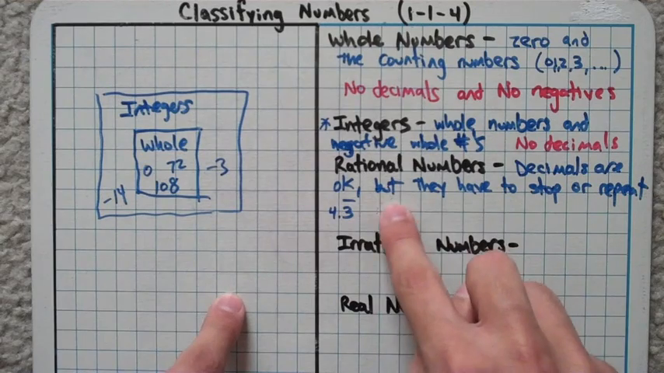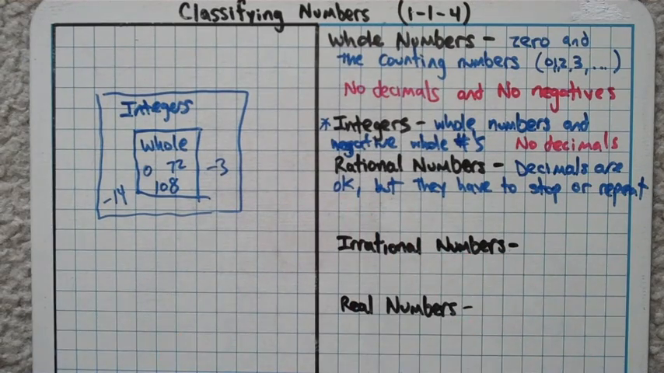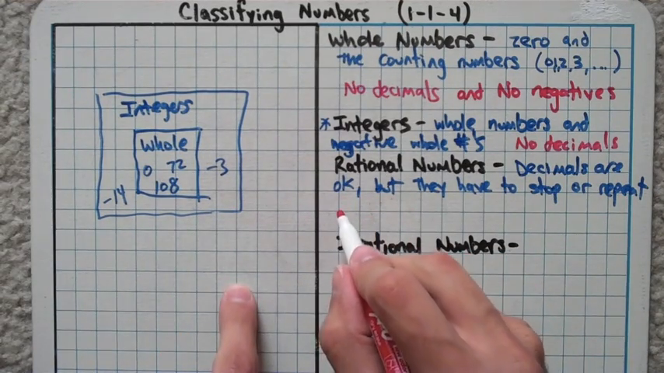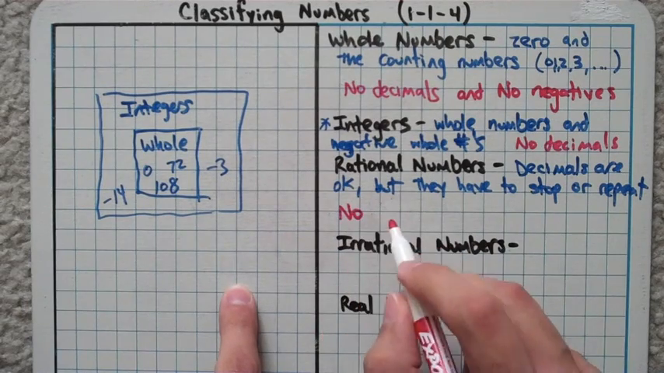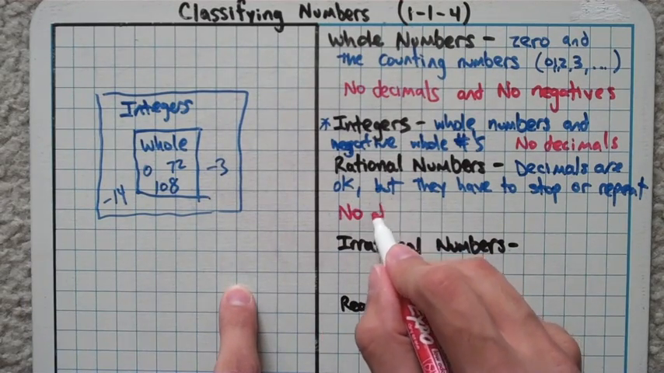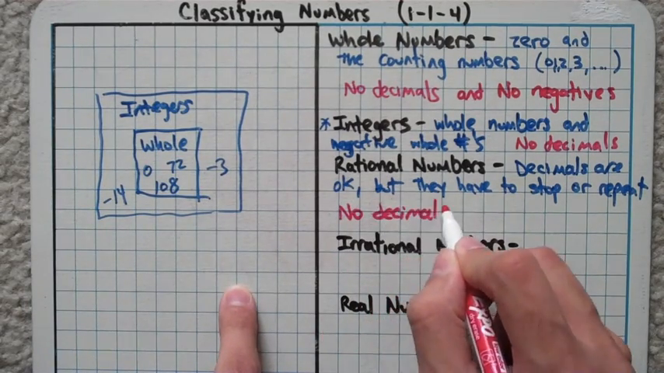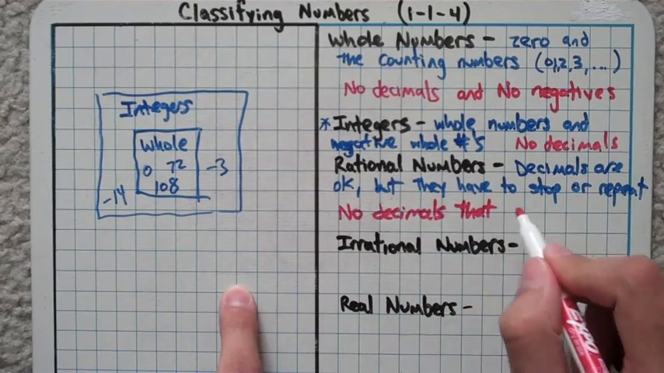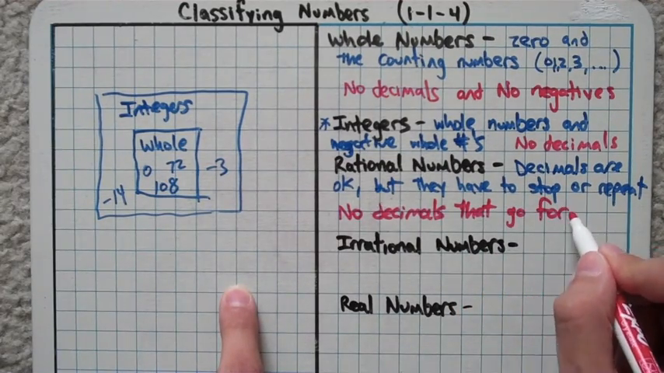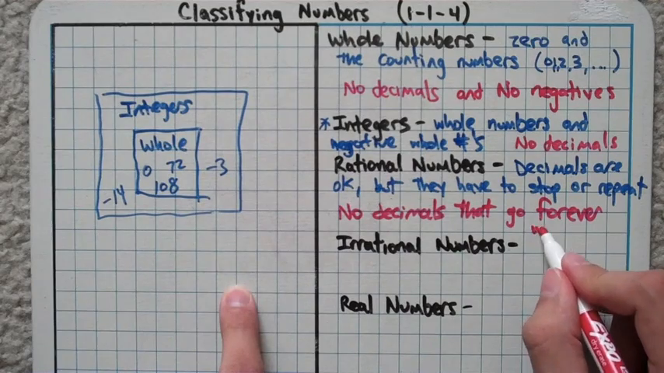So I'm going to write in my red part right here, things that are not rational numbers are decimals that go forever without repeating.